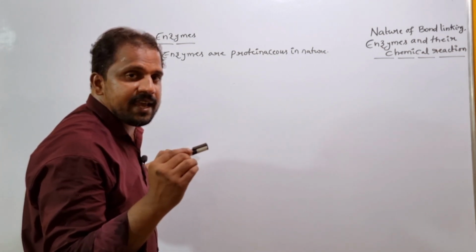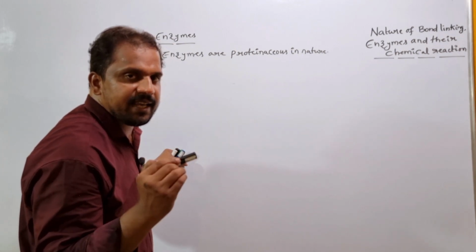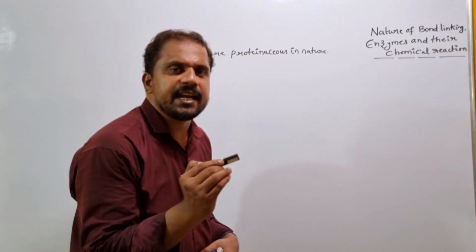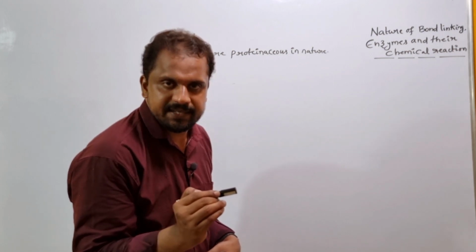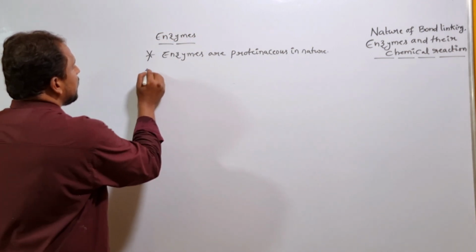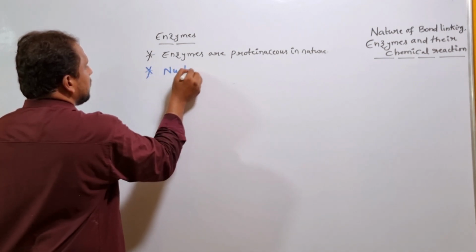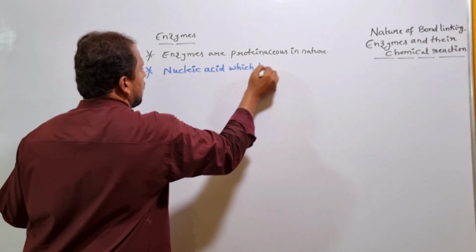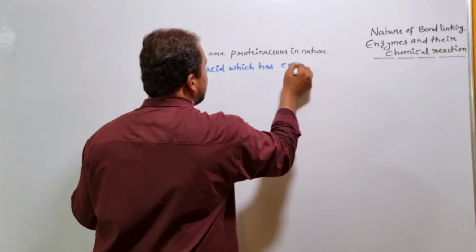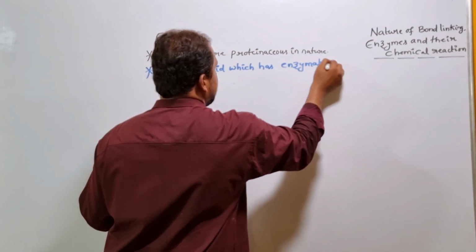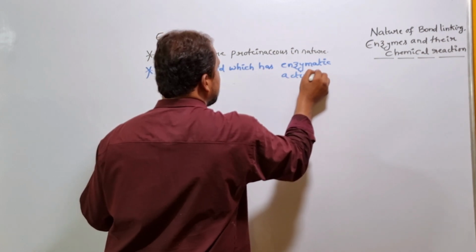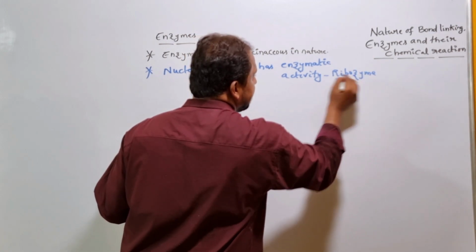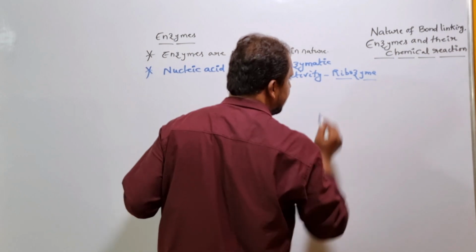But there are specific nucleic acids which have enzymatic activity or catalytic activity. So the specific nucleic acid which has enzymatic activity or catalytic activity is termed as what? Ribozyme. Is it clear? Let me write it on the board. Nucleic acid which has enzymatic activity is termed as what? Ribozyme.